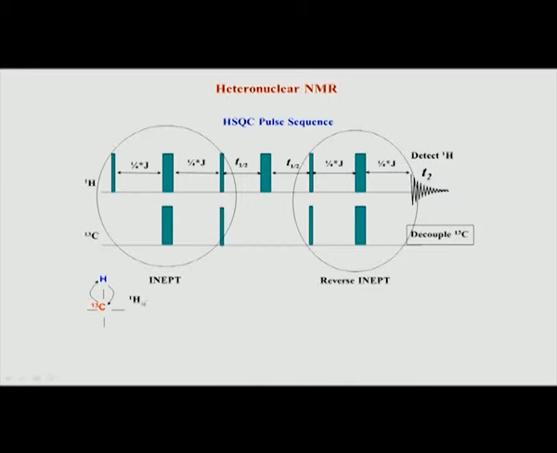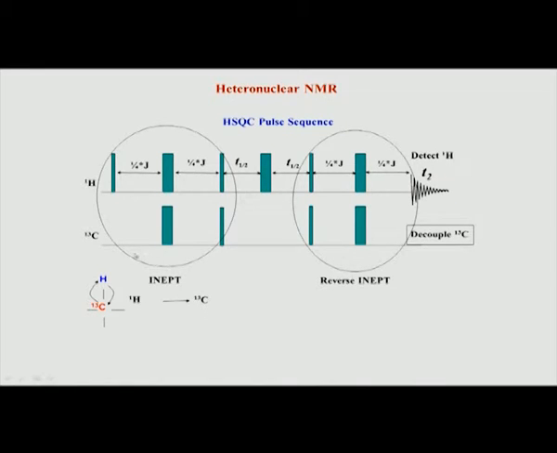So, we start from a proton pulse, that is this pulse here, and we apply a 90-degree pulse, the first pulse on proton. Then the proton comes to the xy plane, but we do the INEPT block here, because of which the polarization has now gone to carbon.